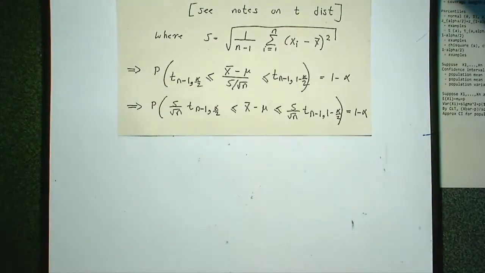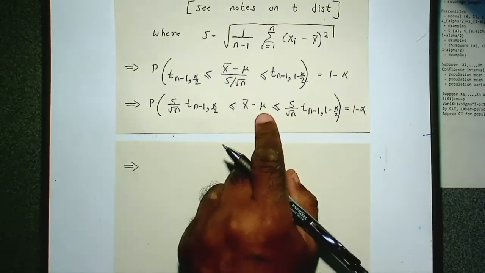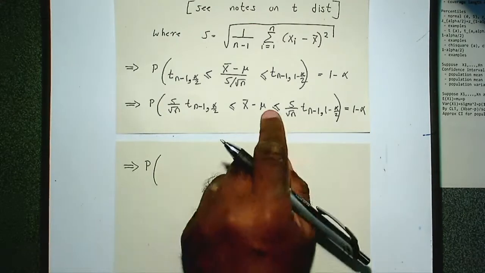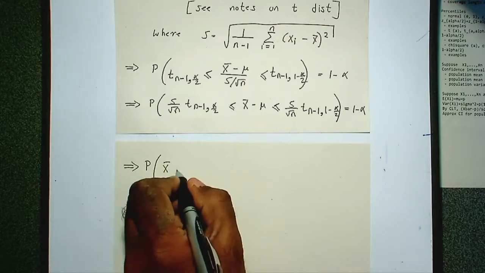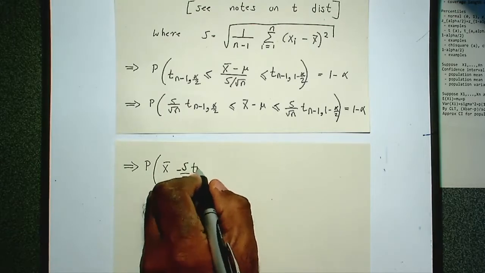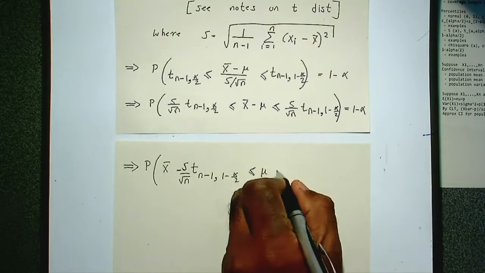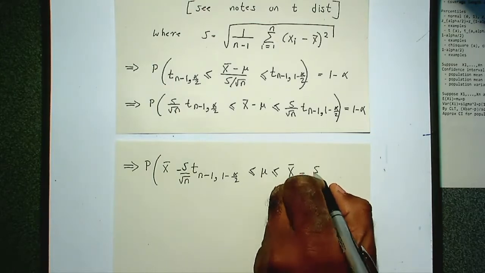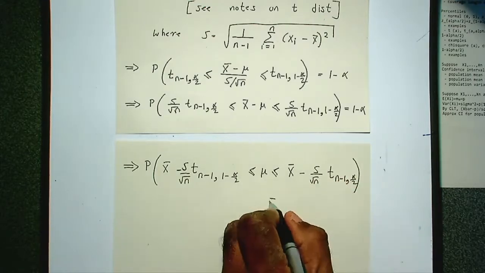Okay. And next, I'm going to rearrange this to have mu in the middle. So this will be, if you take the mean to this, it will be like this. Sorry, S divided by root of n, t, and x bar minus s by root of n, okay, it is equal to 1 minus alpha.